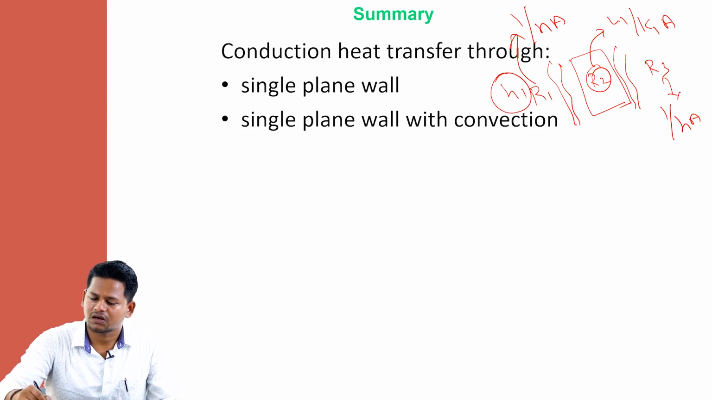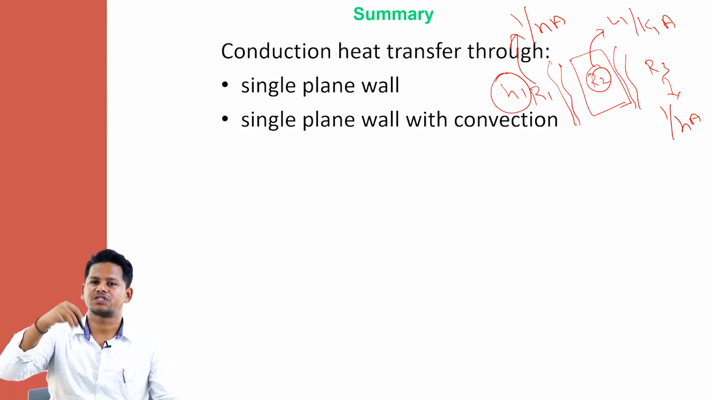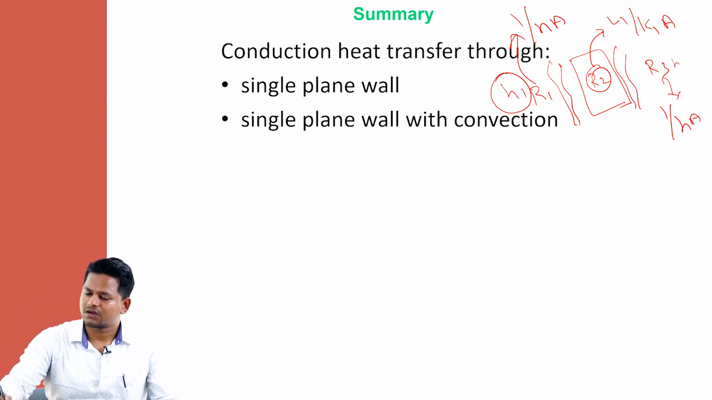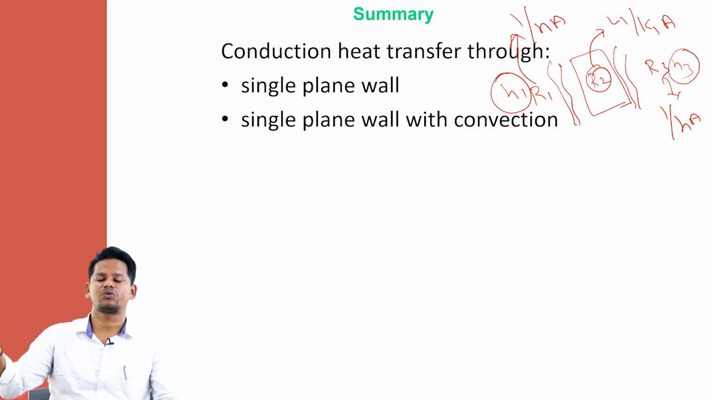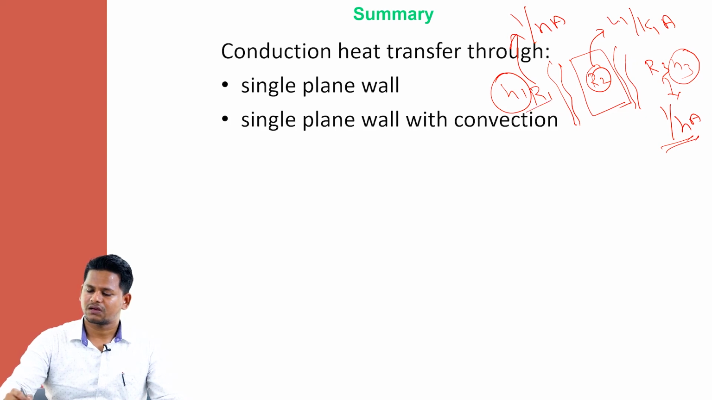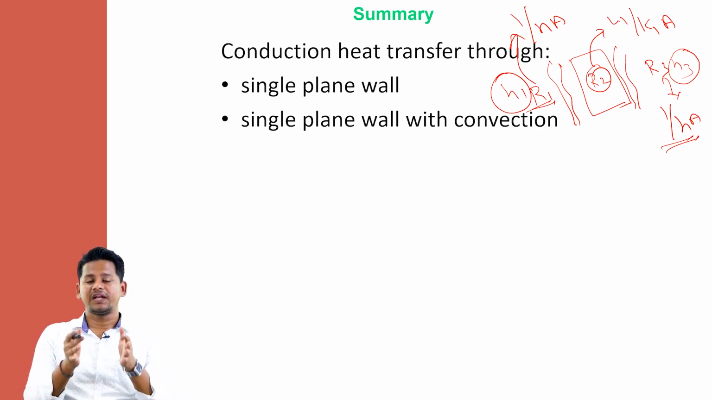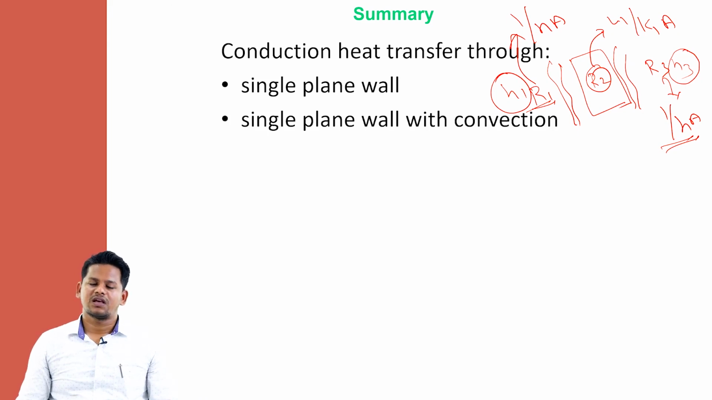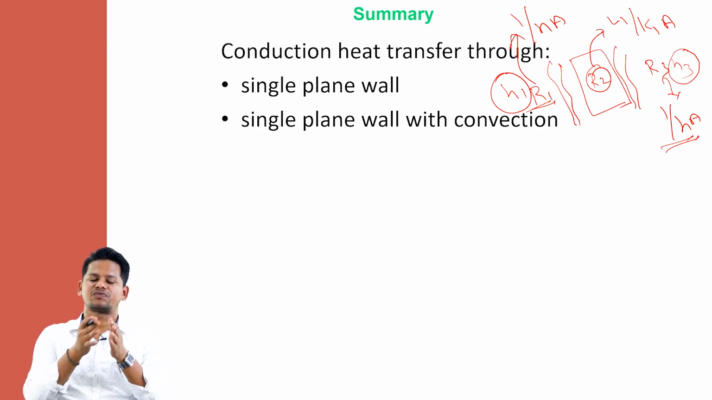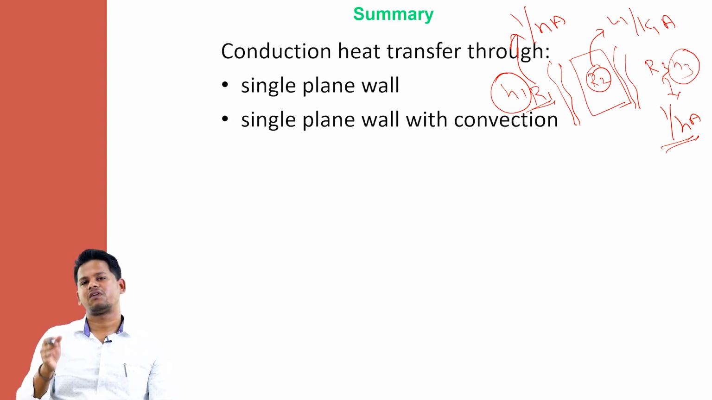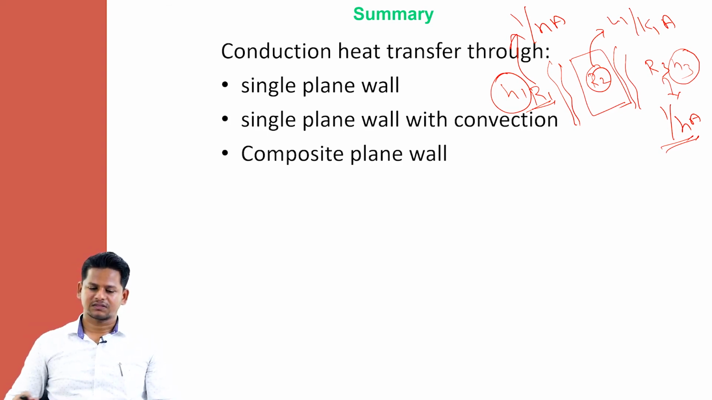So this is H1, the convective heat transfer coefficient of the fluid which is flowing inside the wall, and this is H3, the convective heat transfer coefficient of the fluid which is flowing outside the wall. So 1 by HA, 1 by HA. You can easily calculate R1, R2, R3. Finally, we are able to calculate the amount of heat which is flowing through the single plane wall with convection and conduction.